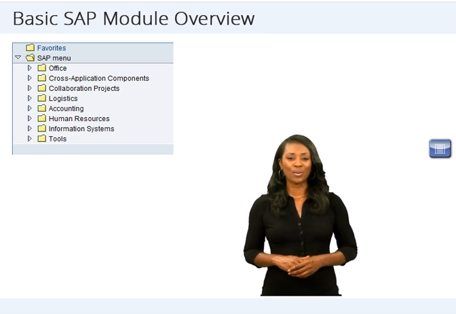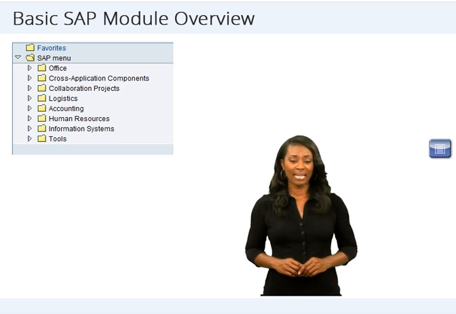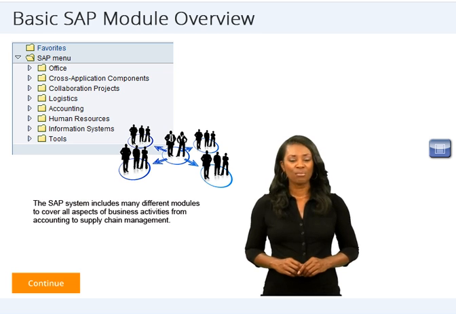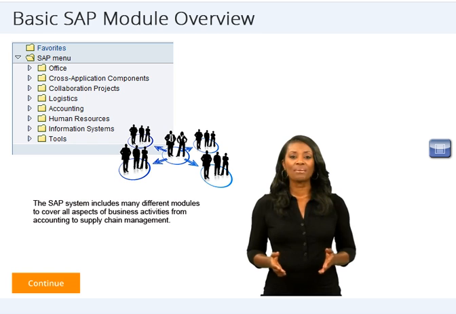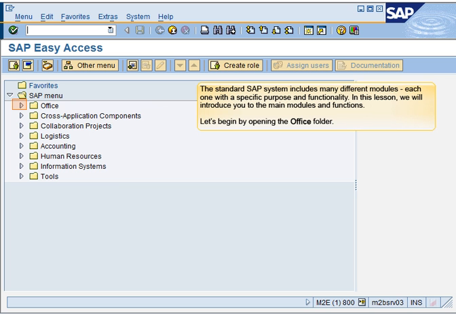Even though you generally work with one specific area in SAP, for example, you are an accountant and work only in the financial accounting application, it is important to understand what other modules exist in SAP and what the basic business function of each of these modules is. The standard SAP system includes many different modules, with each module having a specific purpose and functionality.